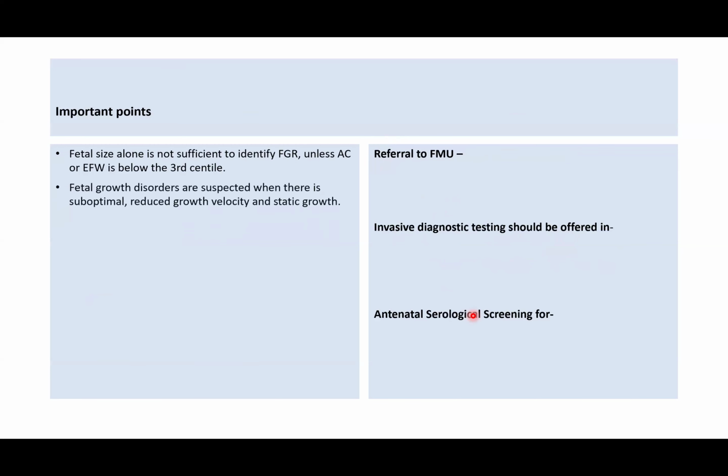Now, there are some important points which we should remember. Fetal size alone is not sufficient to identify FGR unless AC, abdominal circumference, or estimated fetal weight is below the third centile. So FGR, we know that AC or EFW is less than third centile, or if it is less than 10th centile, but with placental dysfunction or Doppler abnormalities. Fetal growth disorders are suspected when there is suboptimal reduced growth velocity and static growth.